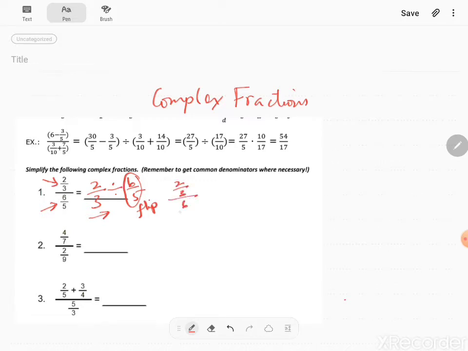If this is the actual question, then you can say it is 2/3 times a flip of 6/5, which is 5/6, and see if anything cancels. Right now 2 goes in 6 three times, and so you will have 5/9 as the answer. So you get the idea. The second one, you can pause the video and try it by yourself and play it again. So it is 4/7 times 9/2, right? And when you simplify, it is 18/7.